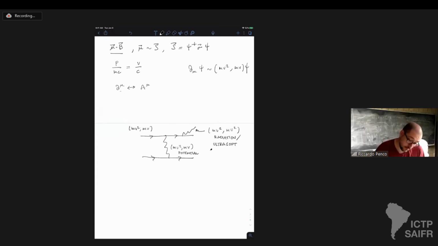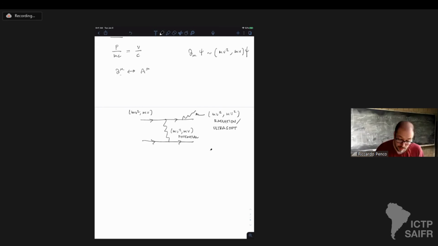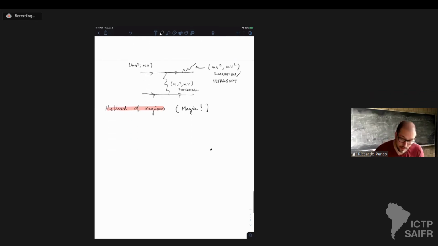In fact, the situation is even more complicated than that. And the potential and ultra soft regions are not even the only regions that are relevant. There is one more. So to discuss that, I'm going to make a mini detour and discuss the method of regions, which when I first saw it is something that blew my mind. I'm going to show you a very simple example, but it shows the power of dimensional regularization.